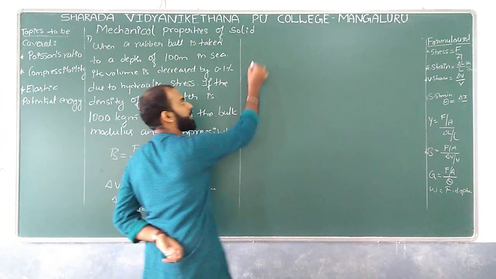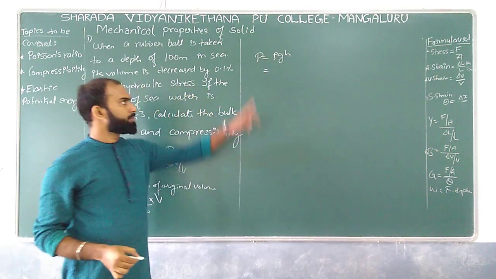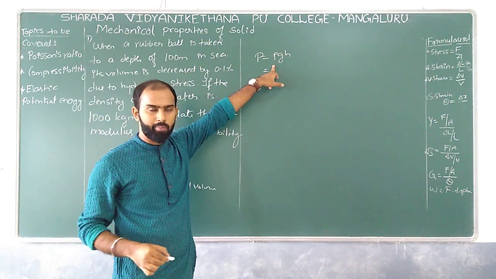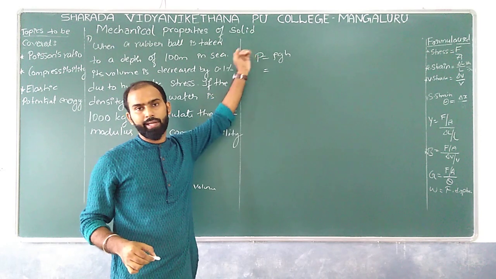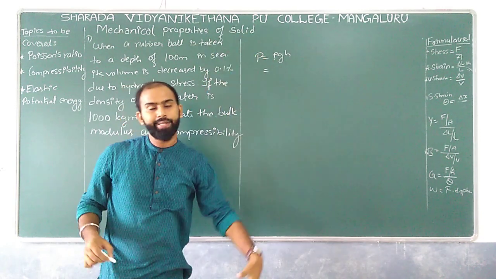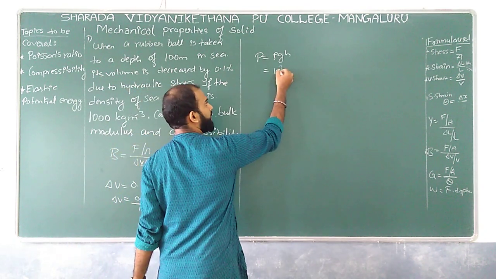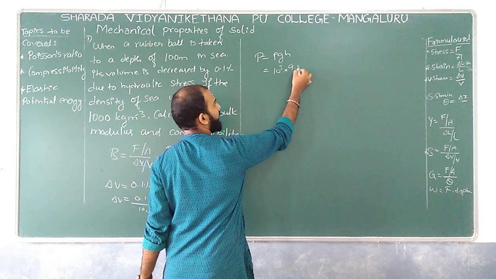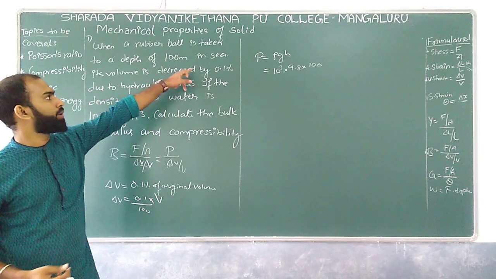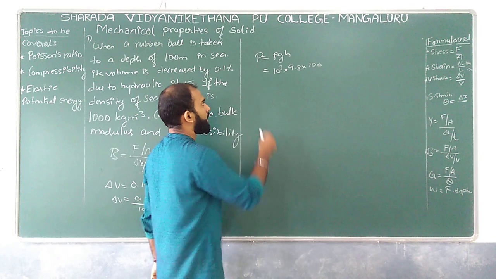I can have pressure P equal to rho g h. Remember this formula; you will get its derivation in the next chapter. For the time being, you remember this formula: pressure is equal to rho g h, where rho is the density of the water, g is acceleration due to gravity, and h means at what height or depth your object is located. So density of the water is 10 to the power 3, into 9.8, into height 100, because the height is given as 100 over here. Rho is the density of the water, which is nothing but 1000 over here.